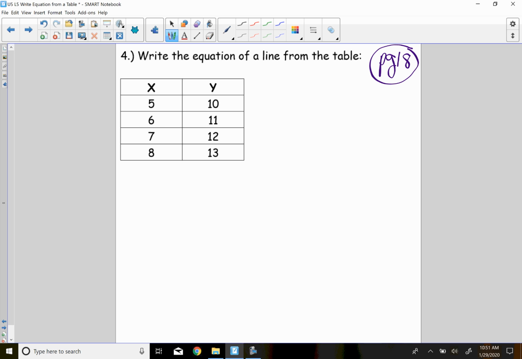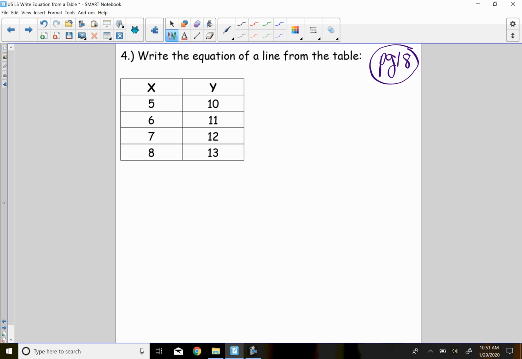Hi, 8th graders. So I am on page 18, the last page of your packet of Unit 5 notes. I'm just going to go through a couple examples that we didn't get through yesterday, just to keep reviewing how to write the equation of a line, given some points from that line or given a table of values.